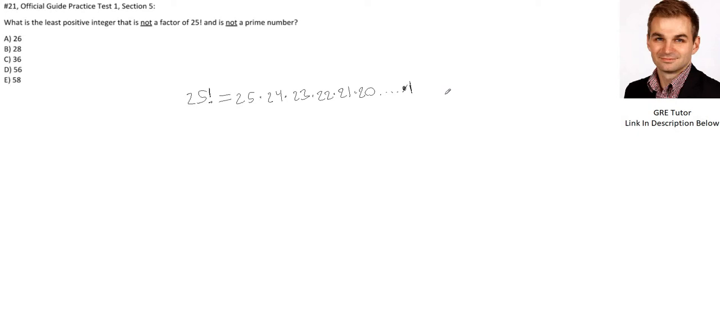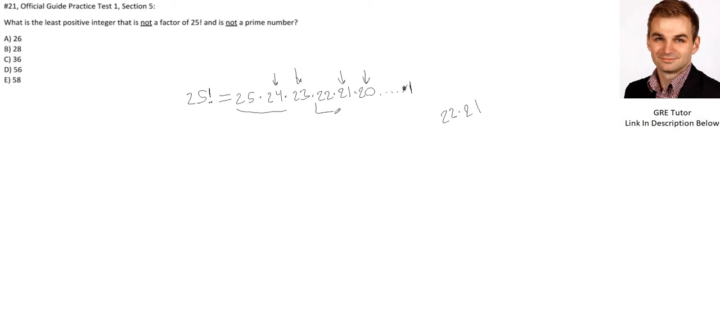And now we want to say: what is the least positive integer that is not a factor of this? In order for something to be a factor of this, it has to be something that can be multiplied like this. For instance, 24 and 23 are factors of 25 exclamation mark. So are 21 and 20. Combinations of them can be too, so 22 times 21.